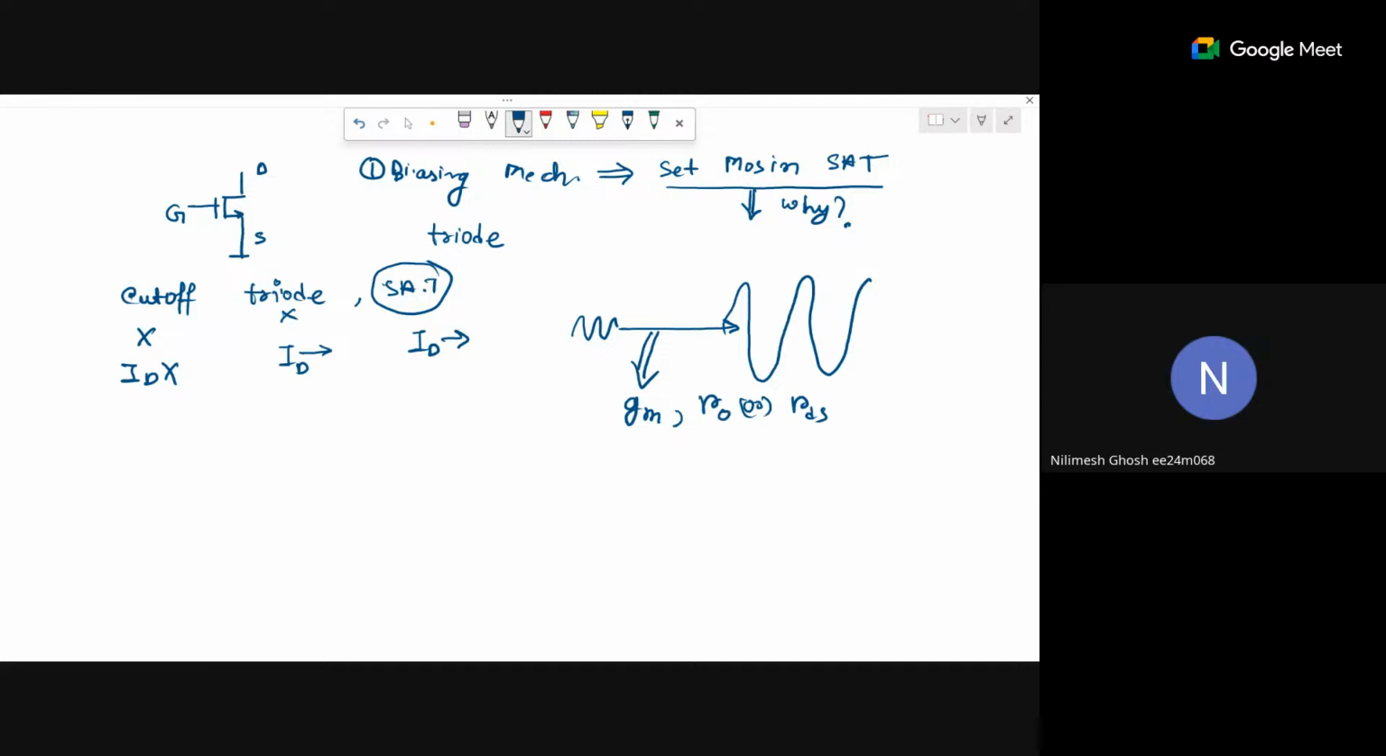Okay, so this R0 or RDS is needed for the amplification. Now the thing is, the greater this GM and this R0, the greater the amplification, and the greater range we will get from the amplification. So we need to maximize this GM and this R0. We'll get the maximum of these only in the saturation region, not in other regions. That's why we need the MOSFET to be in saturation.